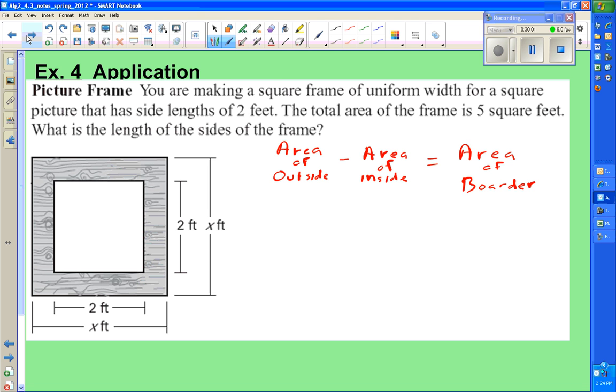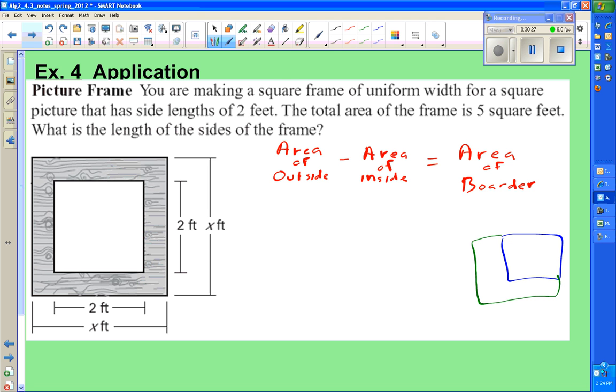And sometimes it only goes partially around. So you might have something like this, and then you might have the border do this kind of thing. You still have an outside shape and an inside shape. This still applies. What is the area of the border? It's not the same. That would be the area of the frame.